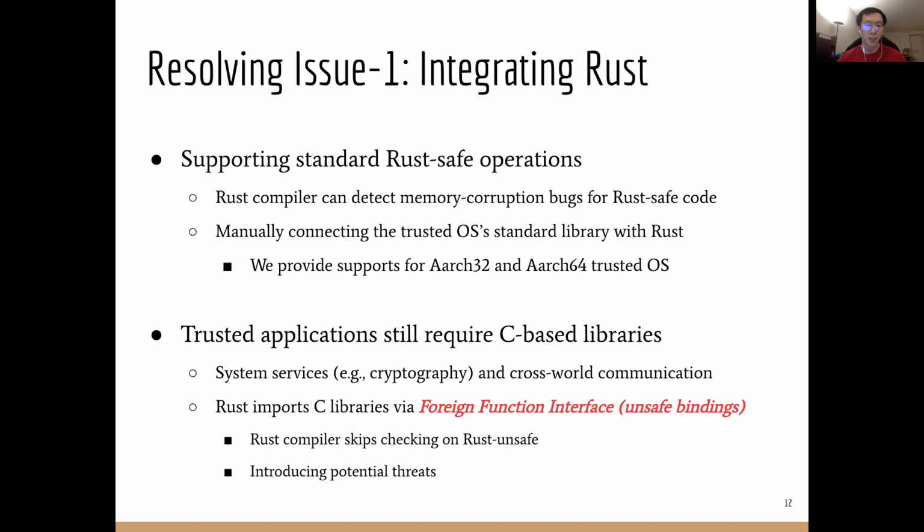Besides the standard tasks, a TA may still need to call some system service libraries, such as encryption, since these libraries may have a legacy code base or dependencies on assembly code. In most cases, C is still the better language compared to Rust. Normally, if a Rust program wants to invoke such C-based libraries, we need to bind the worlds of two languages via the Rust default mechanism, FFI. However, the mechanism is marked as unsafe because Rust cannot verify their security during compilation.